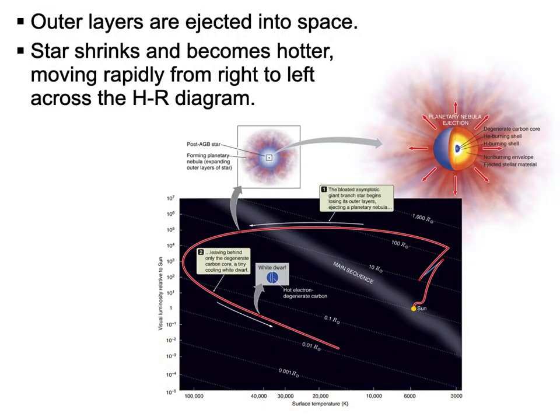So these outer layers eject out into space in that time, and the star rapidly shrinks, becoming hotter, and this causes it to move across the HR diagram down and back towards the bottom right of the diagram. So it'll move to the left and then back to the right. So it's become, as far as we're concerned, much less luminous. Its surface temperature has actually increased, if you look at the diagram there, compared to the red giant stage, and now it's a white dwarf.